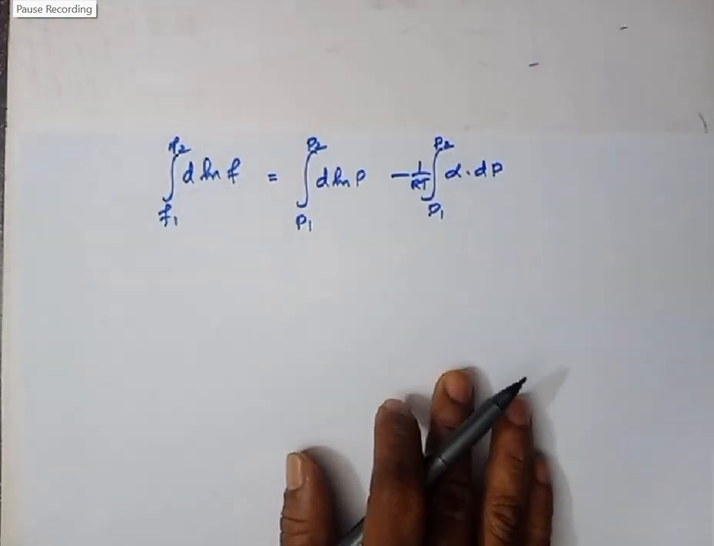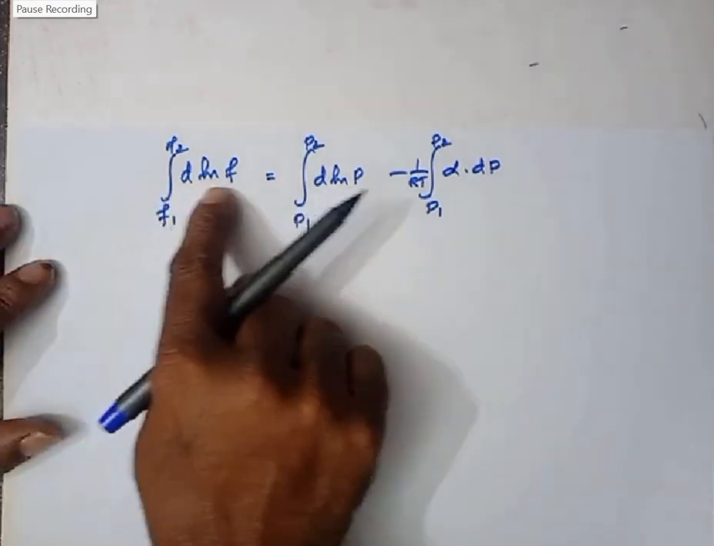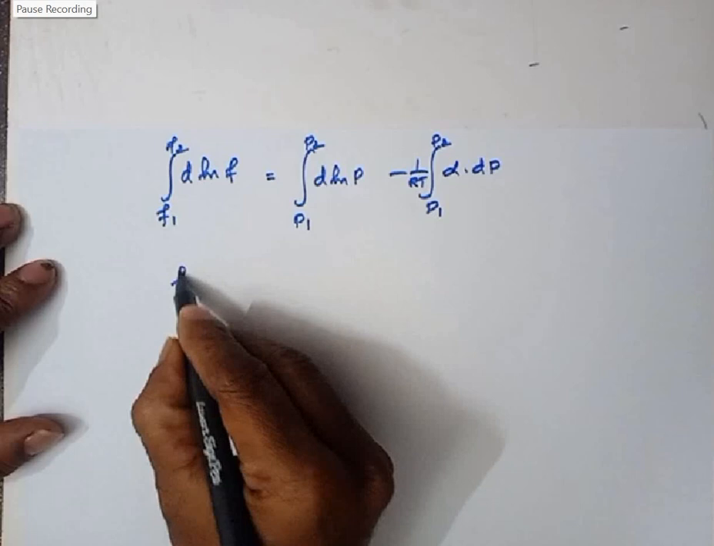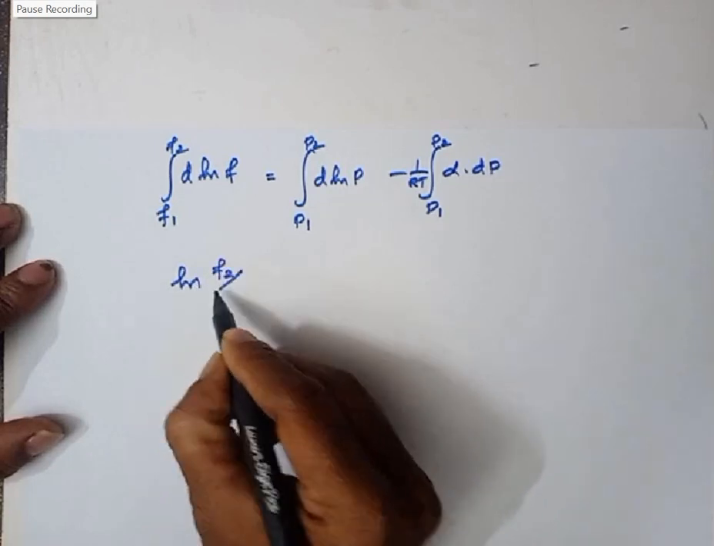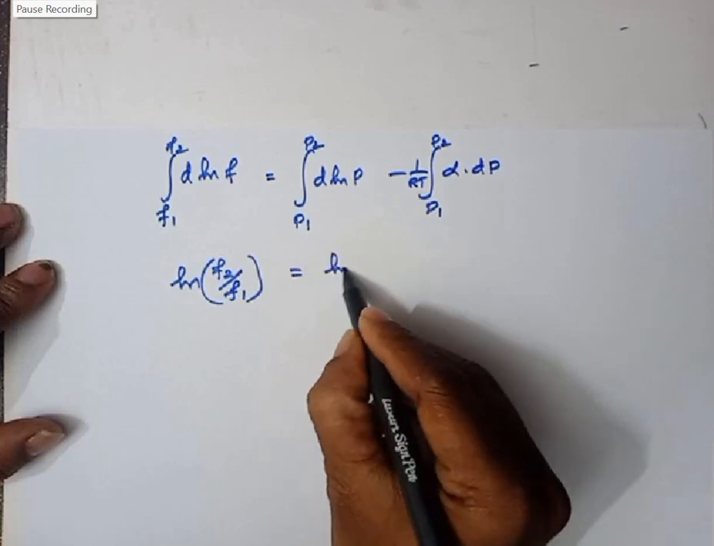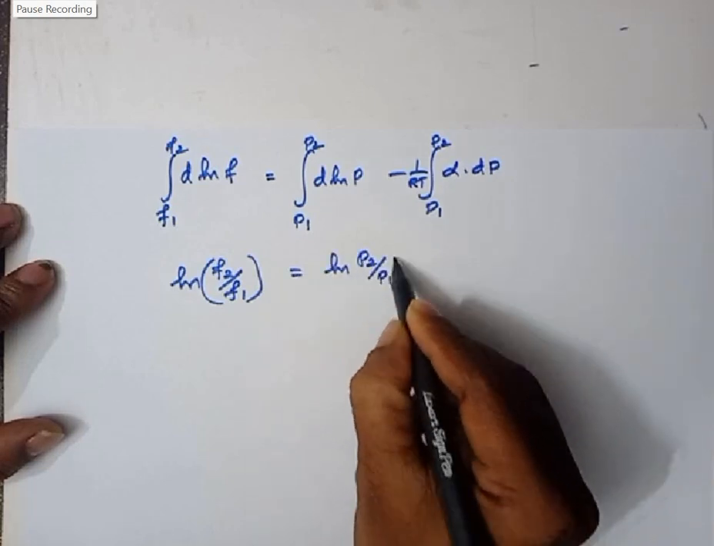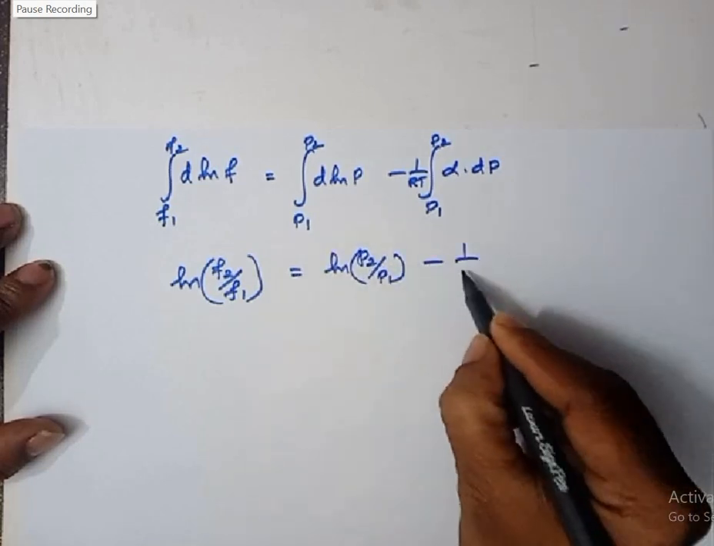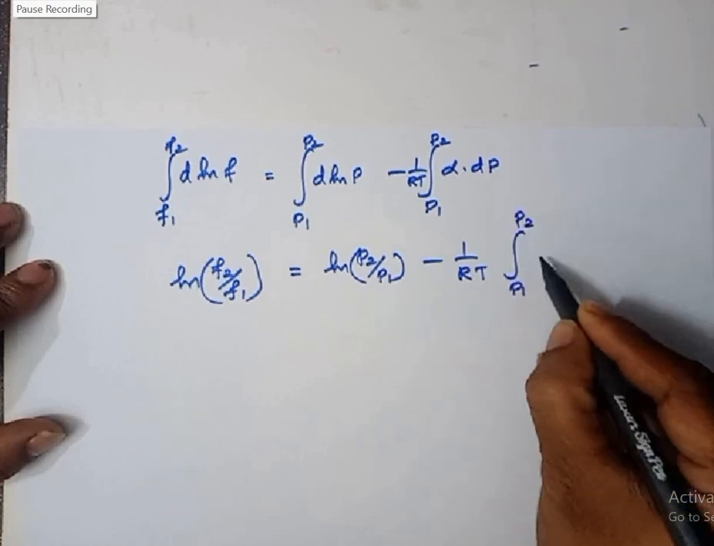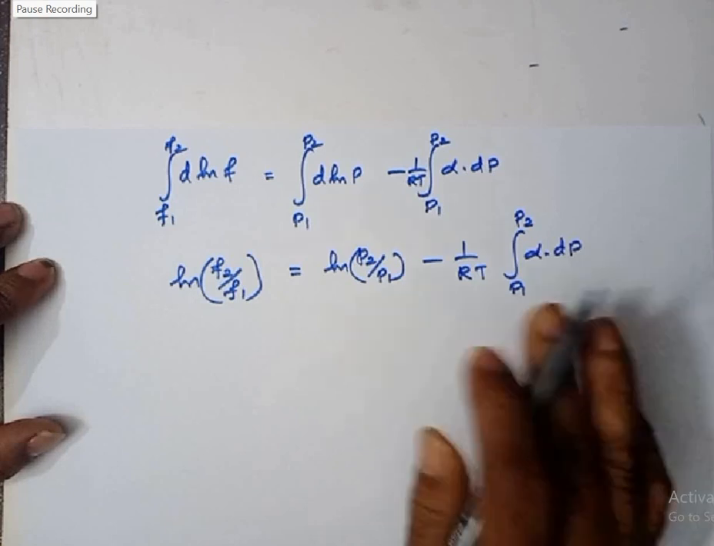Now observe this carefully. The integral of d ln F is ln F, upper limit F2, lower limit F1, so you'll get ln F2 by F1. Here I'll get ln P2 by P1. Here, minus 1 by RT, integral P1 to P2 alpha into dP. You keep this as such.